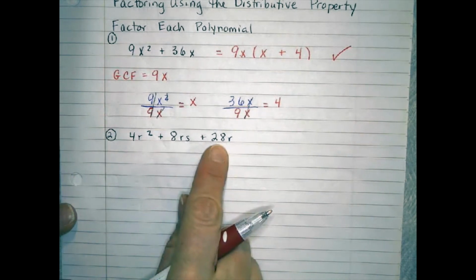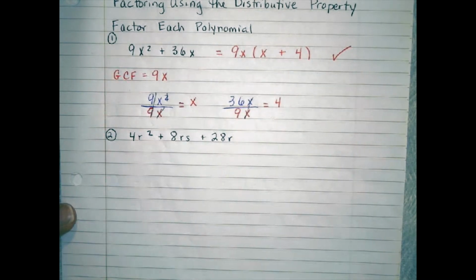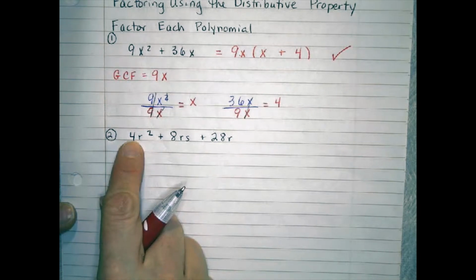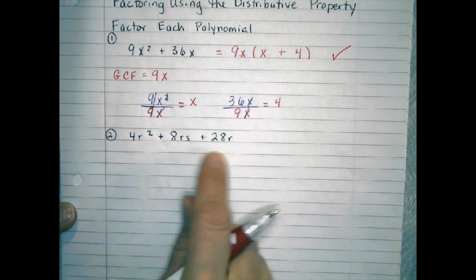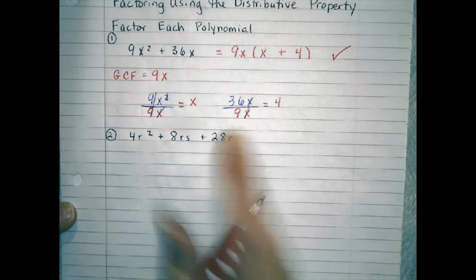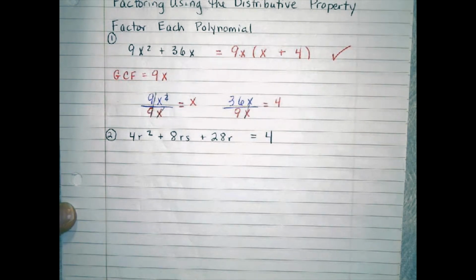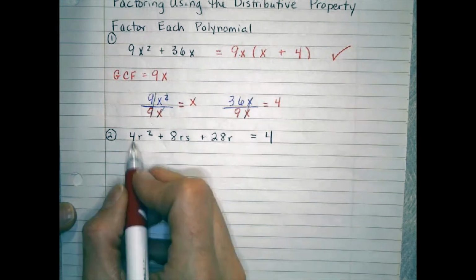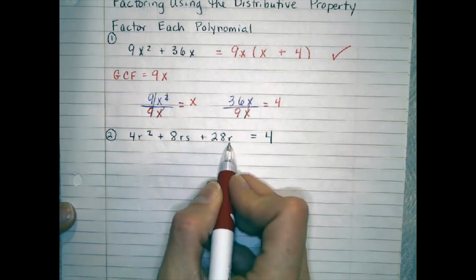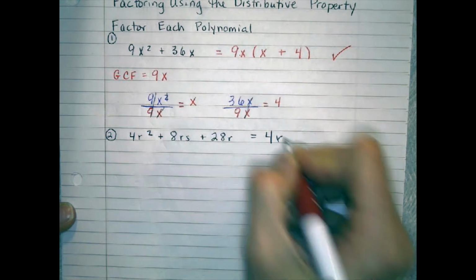and consider what's the largest whole number that goes into both of them. And I believe you'll see that it's 4. 4 times 1 is 4, 4 times 2 is 8, and 4 times 7 is 28. So I'm going to factor out a 4. Then I look to see, well, what else do they have in common? r squared, r, and r. So they all have at least one r.